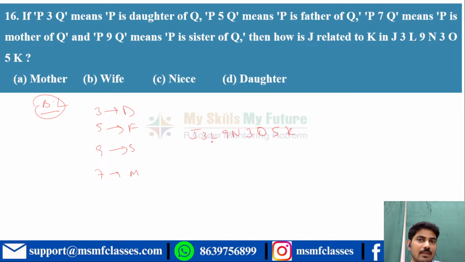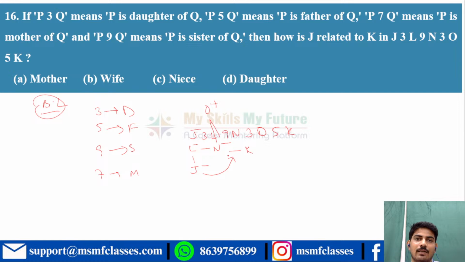So J, 3, L: J is the daughter of L, and L, 9, N: L is the sister of N, and N, 3, O: N is the daughter of O, and O, 5, K: O is the father of K. Then what is the question asking? How is J related to K?